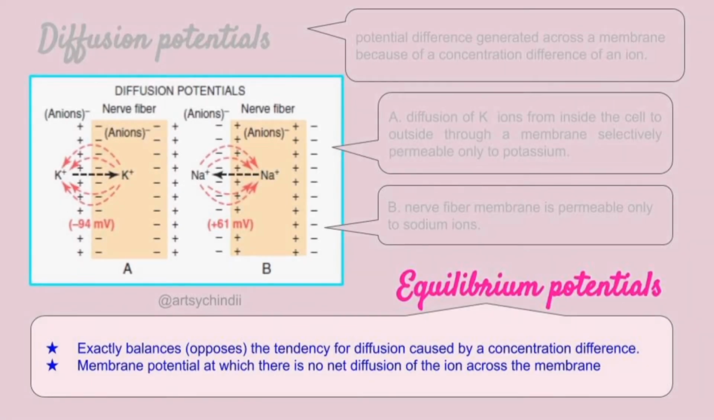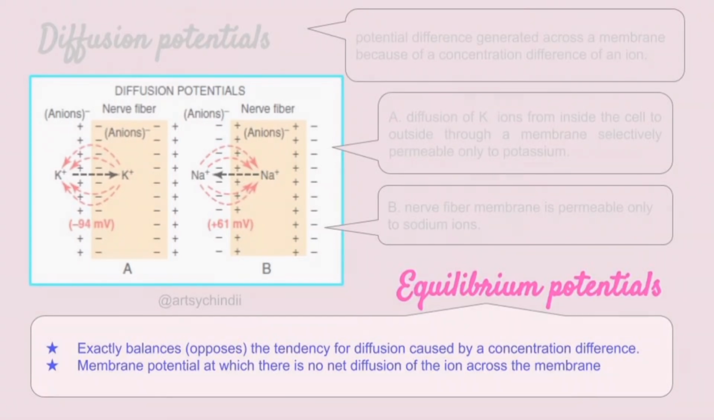Equilibrium potential is the diffusion potential that exactly balances or opposes the tendency for diffusion caused by a concentration difference. At electrochemical equilibrium, the chemical and electrical driving forces that act on an ion are equal and opposite, and no more net diffusion of the ion occurs.